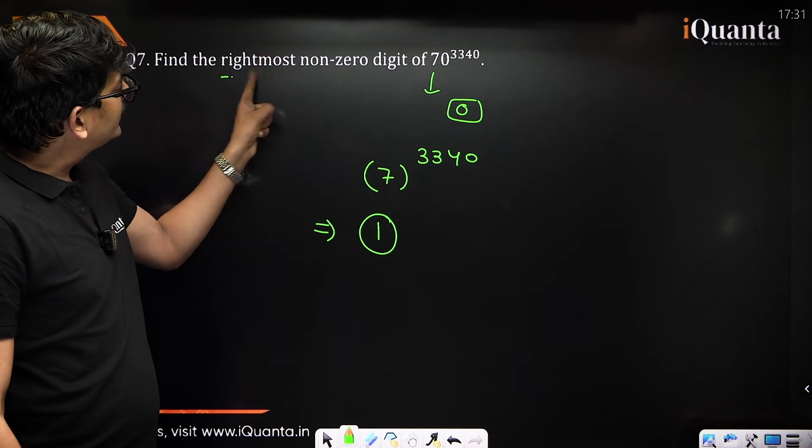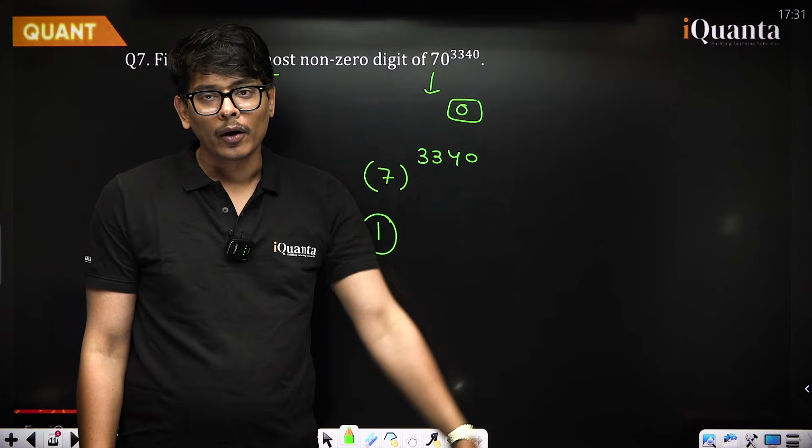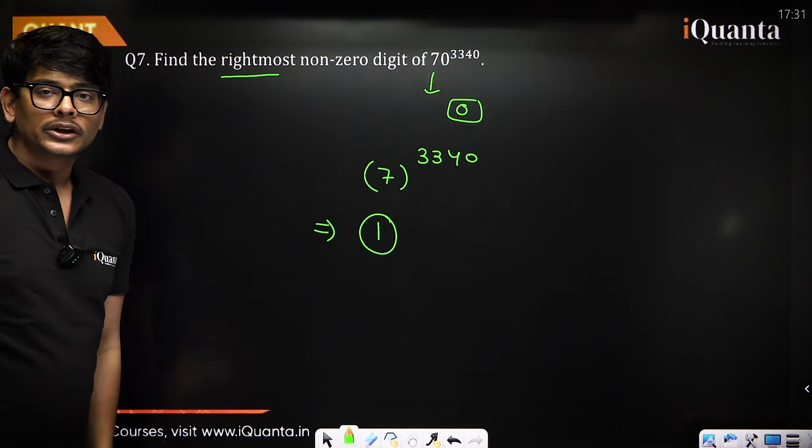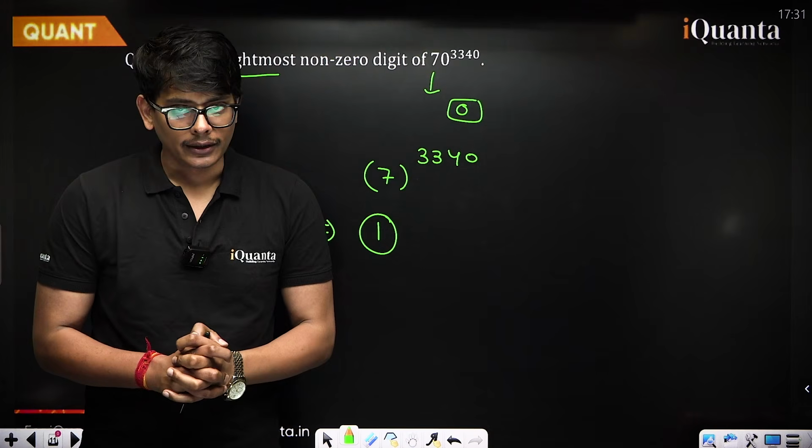और क्वेश्चन क्लियरली से राइट मोस्ट, मतलब जो सबसे आखिरी में होने वाला है। ठीक है, तो इस तरह के क्वेश्चंस यूनिट डिजिट पे पूछे जाते हैं.